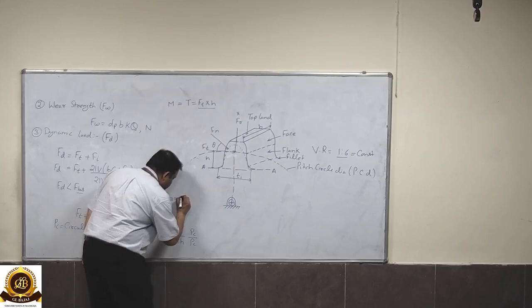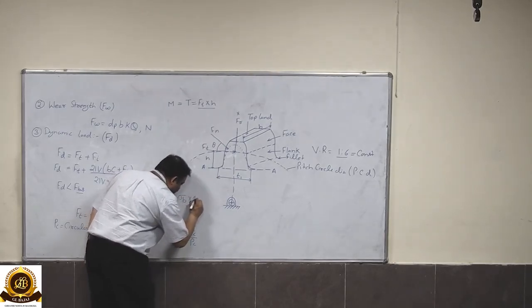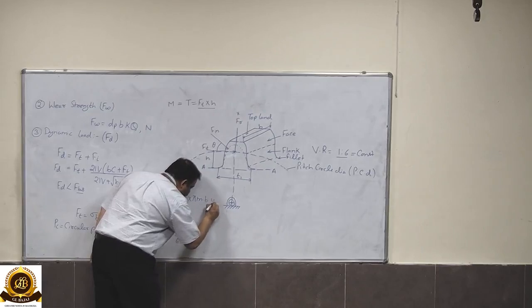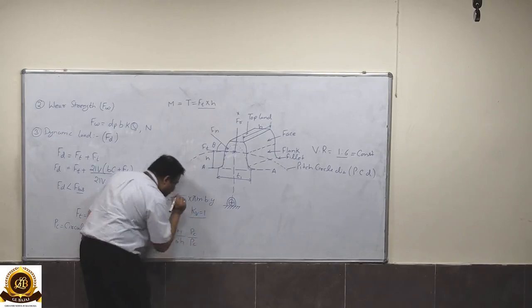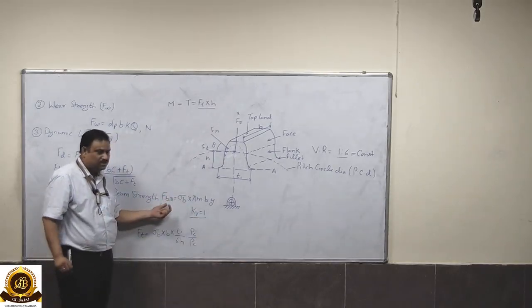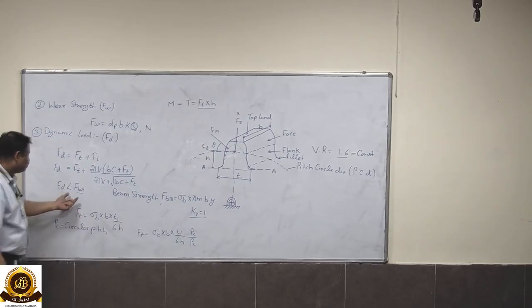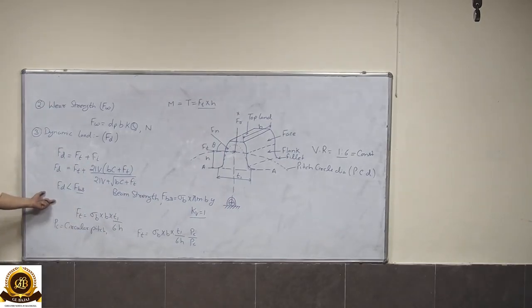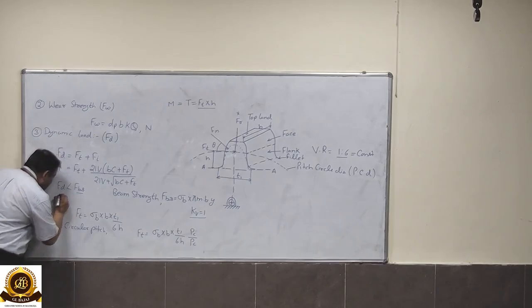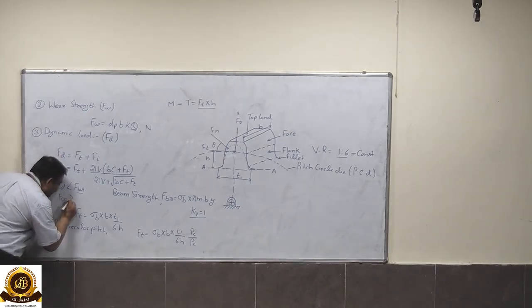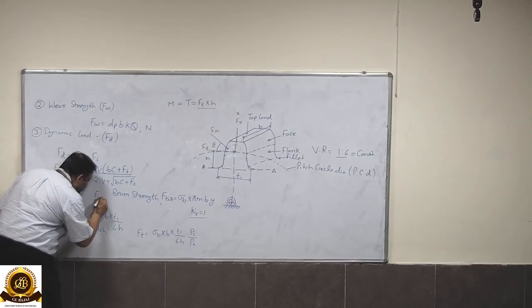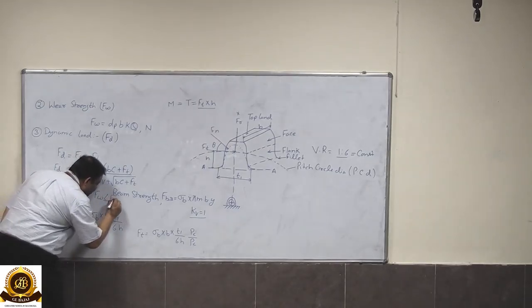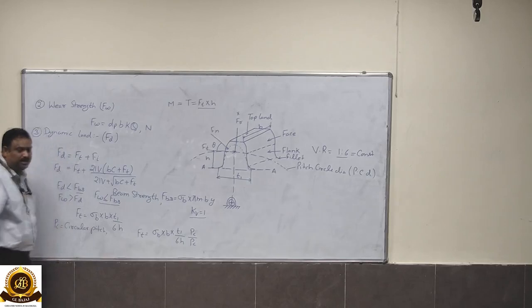This is equals to sigma b multiplied by pi into m into b into y. Now here in the Lewis equation, the Kv should be equals to 1. So we can put here the Kv equals to 1, you can calculate the beam strength, and the beam strength should be greater than the dynamic load for the safe design. Similarly, the wear load should be greater than the dynamic load. Okay, and the third equation is the wear load should be less than or equal to the FBS or Ft.